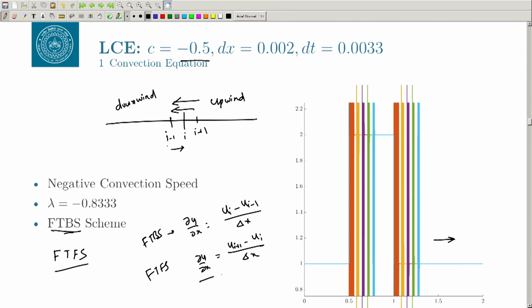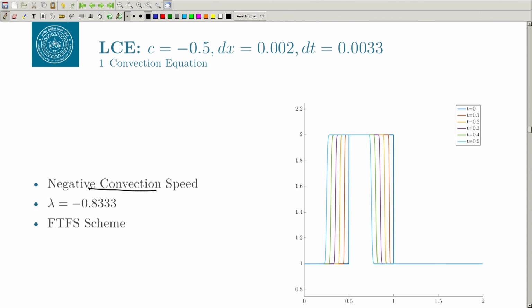Once you do that, we just change the convection speed to negative, but we are using FTFS, forward in time and forward in space, and you can see that now the solution is travelling on the left side. This is your 0 solution, and it is travelling on the left side because the convection speed is negative. So to honor the negative convection speed, we had to change our scheme.